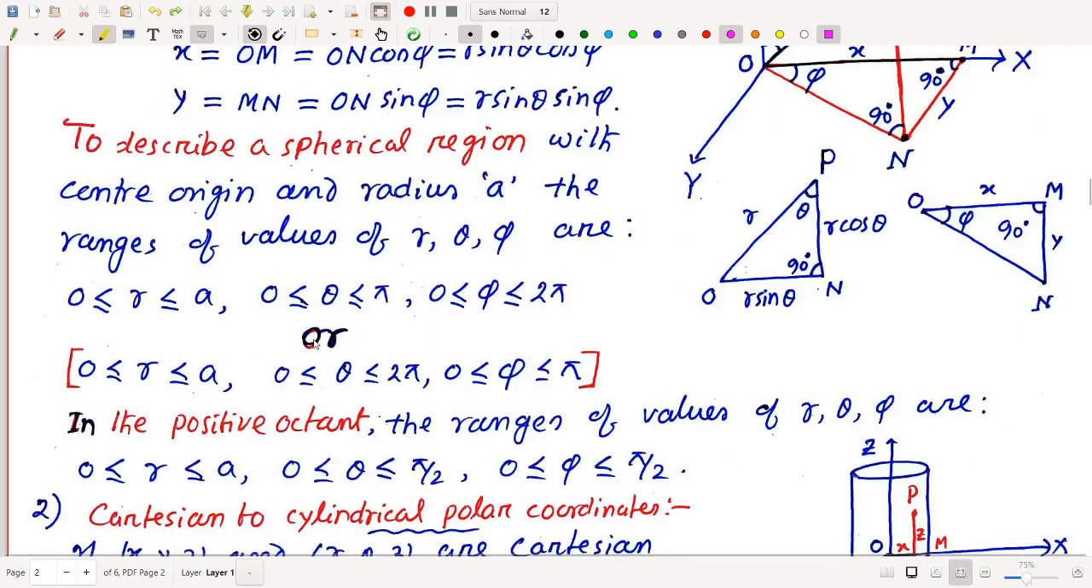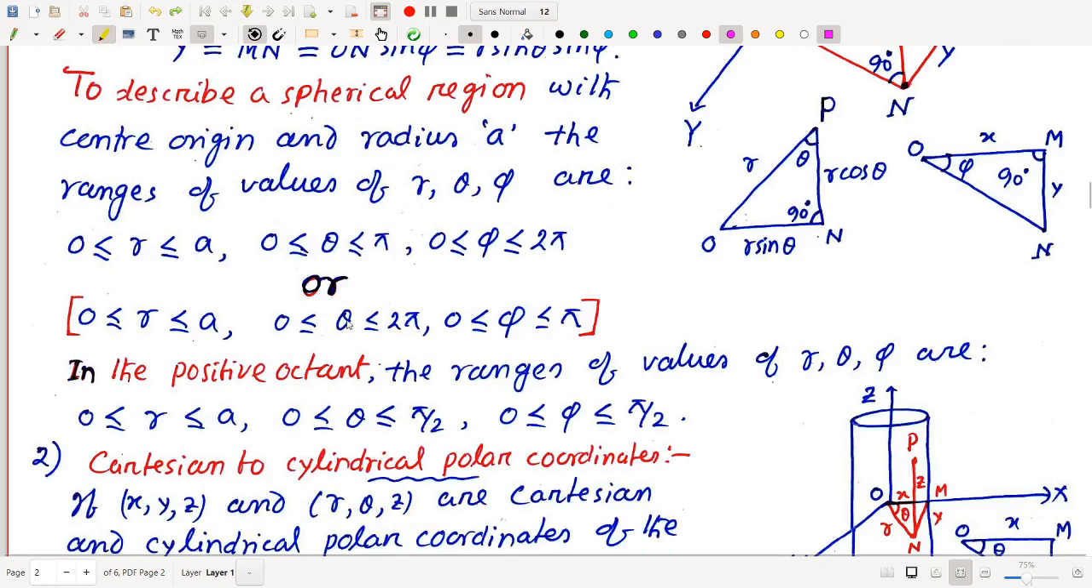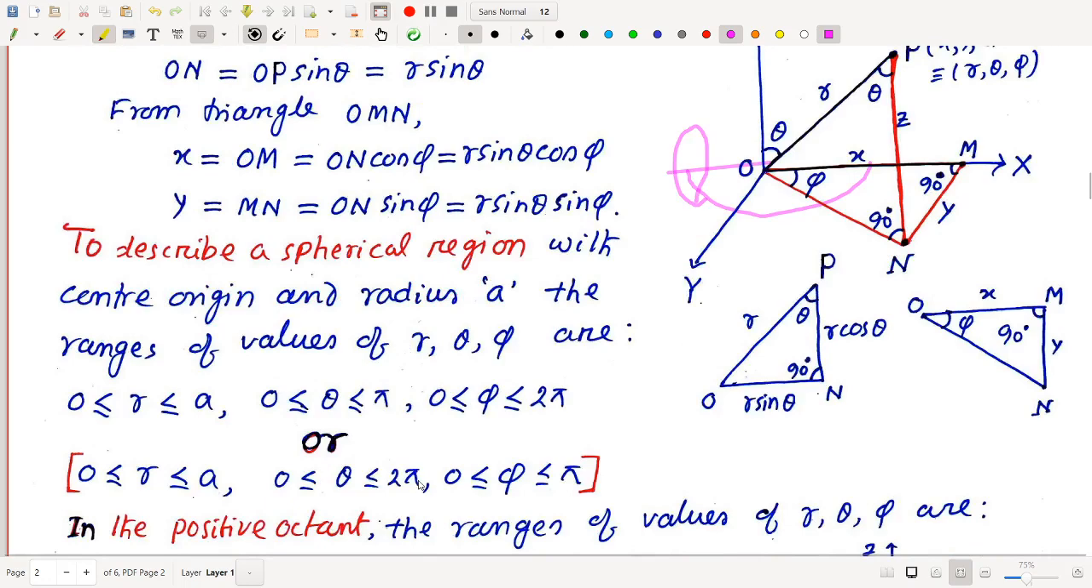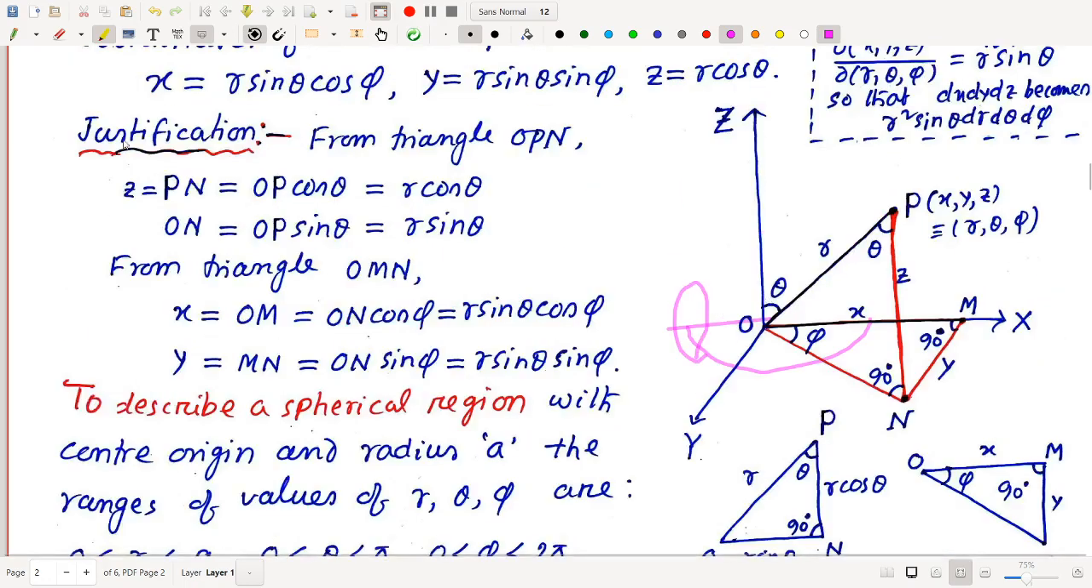Similarly, it can be described by this also: R 0 to a, theta 0 to 2 pi and phi 0 to pi. In that case, phi 0 to pi gives a semicircular disc like that. And then if this semicircular disc is rotated about the x-axis through 360, that is theta 0 to 2 pi, then the spherical region will be described. So this way also we can describe the spherical region.